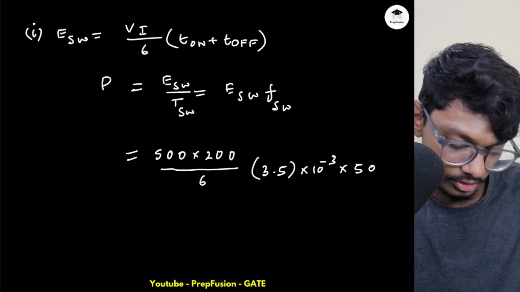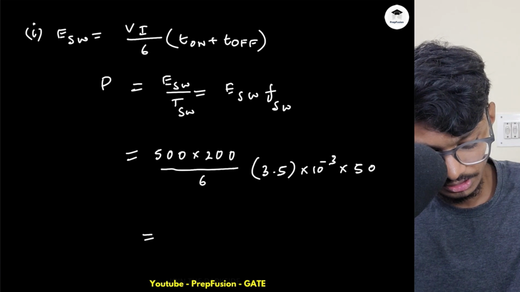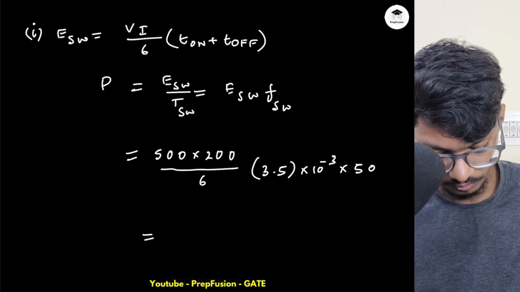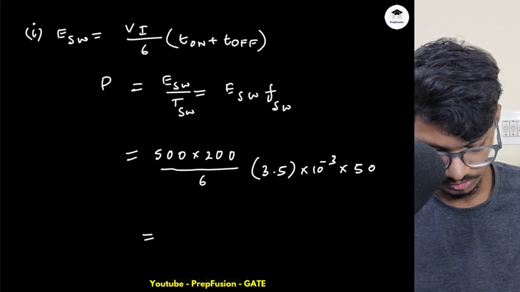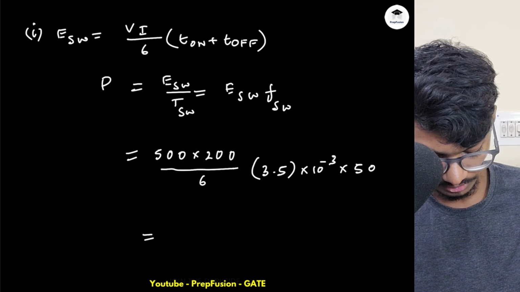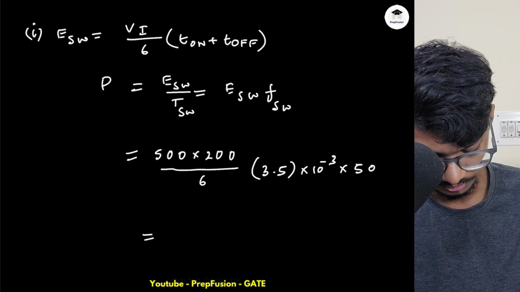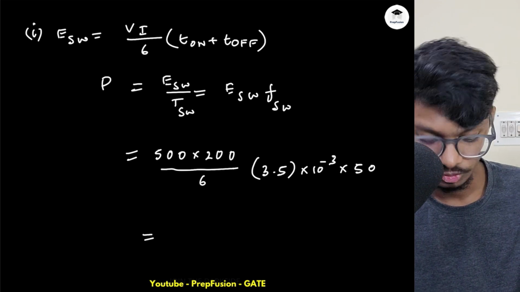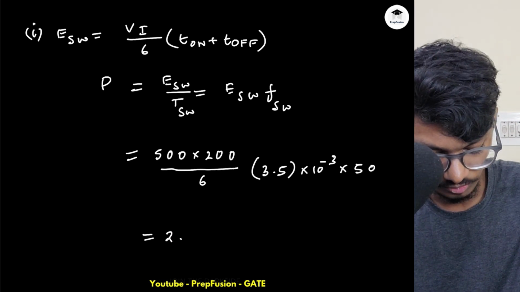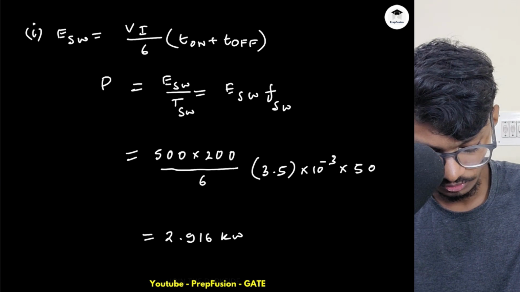So what will happen here is that this will go away, and okay, I will just compute this. This will be in kilowatts. Actually switching loss will be in kilowatts because the current and voltages are very high. So 50 into 2 divided by 6 into 3.5 into 50. Okay, yeah, 2.916 kilowatts. So the answer will be 2.916 kilowatts. Okay, so this will be the answer to your question.